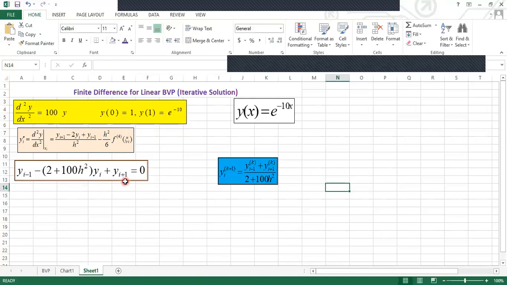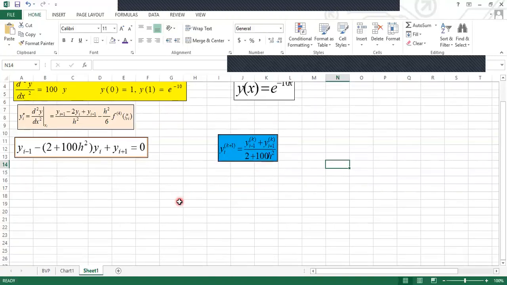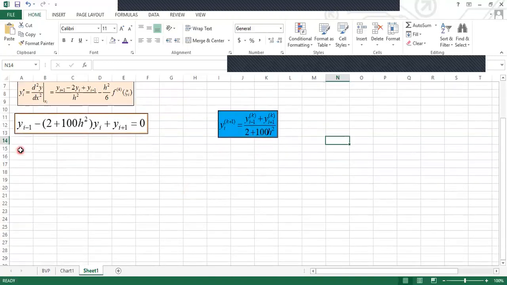However, if we write this equation in iterative fashion, we may come across this simple expression: yi at the (k+1)th iteration can be computed by using the values of y(i-1) at the kth iteration and y(i+1) at the kth iteration, divided by 2 plus 100h squared. So let's solve this problem.